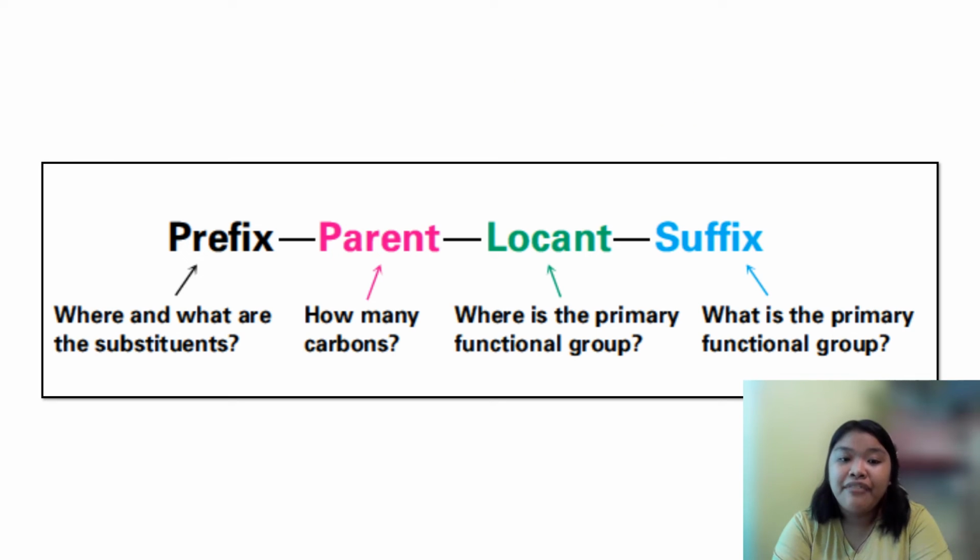So, in summary, we have the prefix, parent, locant, suffix. A chemical name typically has four parts in the IUPAC system of nomenclature. A prefix specifies the location and identity of various substituent groups in the molecule, while the parent selects a main part of the molecule and tells how many carbon atoms are in that part. The locant gives the location of the primary functional group, while the suffix identifies the primary functional group.